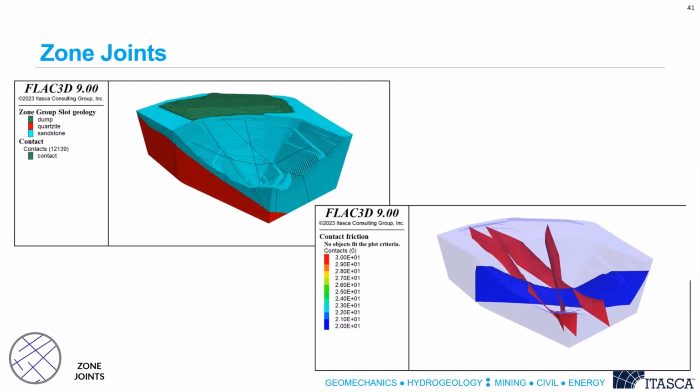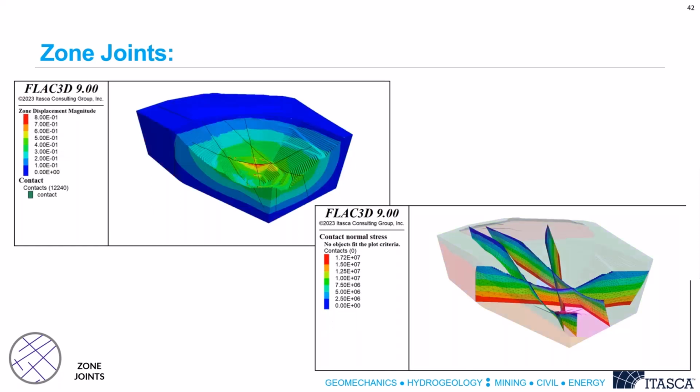This is actually a model of an open pit constructed with Griddle. There is material in the open pit that I cut away just so you could visualize the joints better. You can see the expression of the joints on the surface on the top plot, and then you can see the joints themselves in the bottom plot. These are colored by friction. There's one weak joint with a friction angle of like 20 degrees, and then some other intersecting joints with a friction angle of 30 degrees.